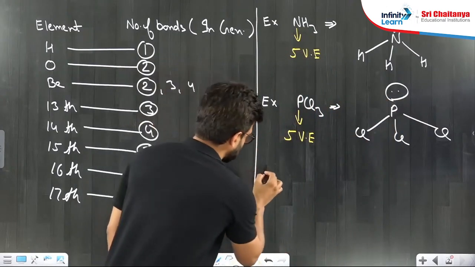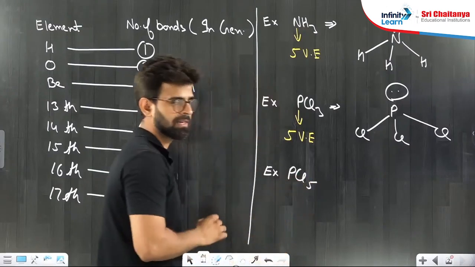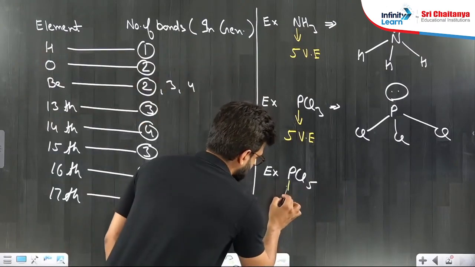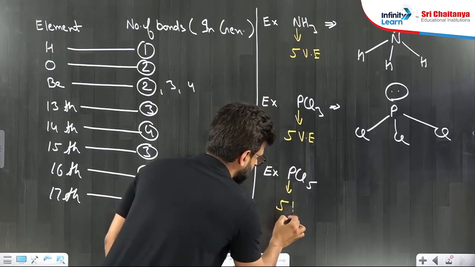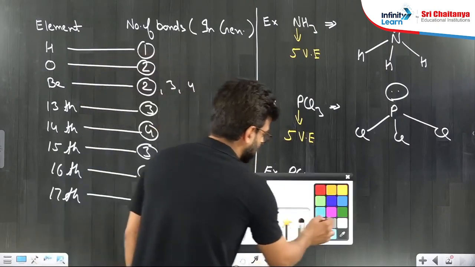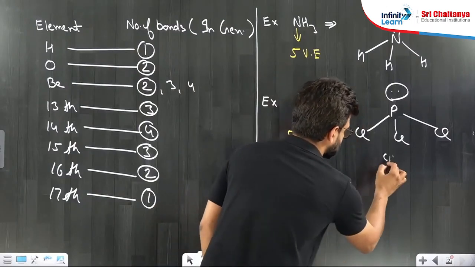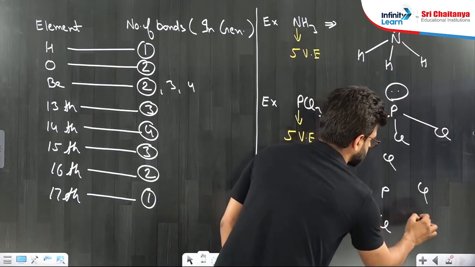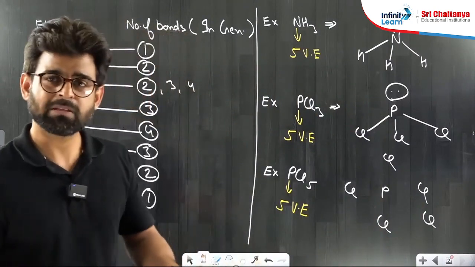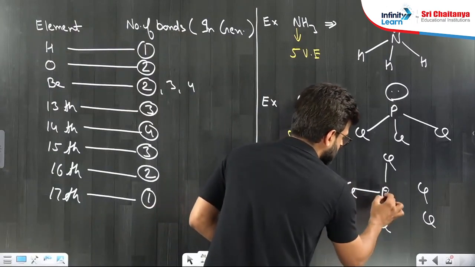Next thing I will see, I can write here PCl5. Yes, everyone. So if we are having PCl5, here phosphorus is having how many valence electrons? 5 valence electrons. Again, same thing. So first of all, write the phosphorus here and write 5 chlorine surrounding it. You can write anywhere. Done? So we know chlorine always makes single bond. So you will see, I am making here one bond, one, one, one, and one.